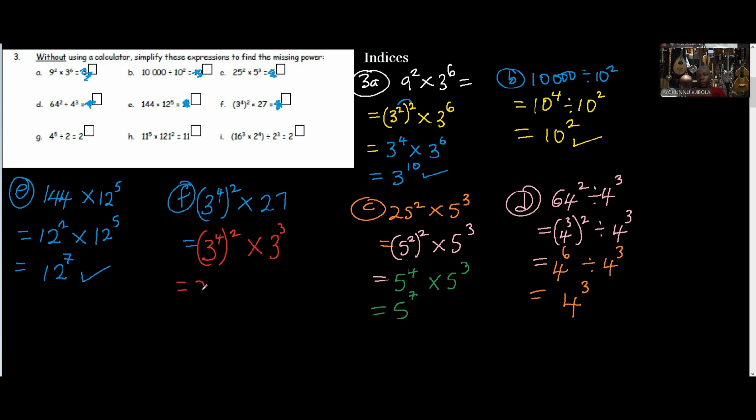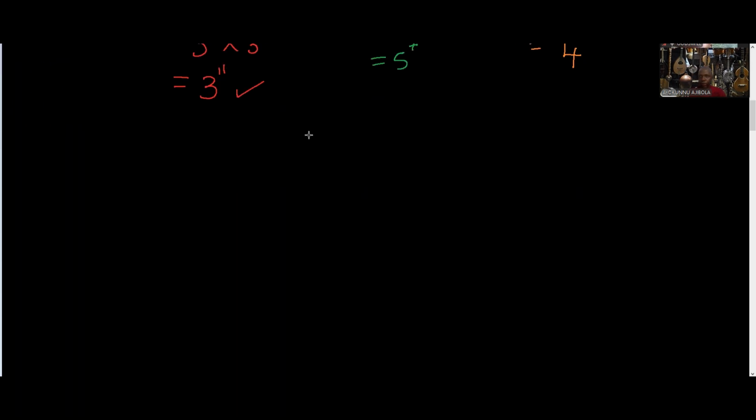And we can now say 3 raised to power 4 times 2 is 8. Then times 3 raised to power 3. Finally, I will add up the powers. 8 plus 3 gives me 11. So the answer is 3 raised to power 11. And if you look at the last line of the solution, from G to I, let's copy G to I to the next page.